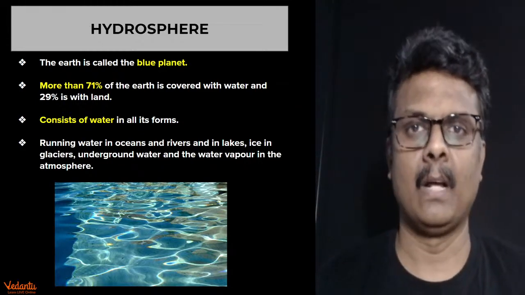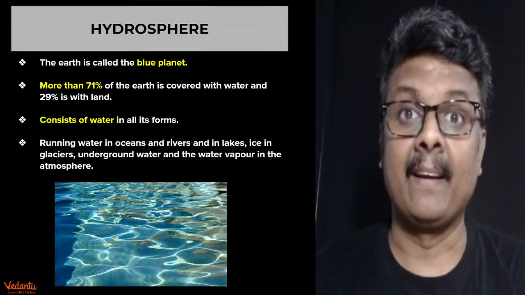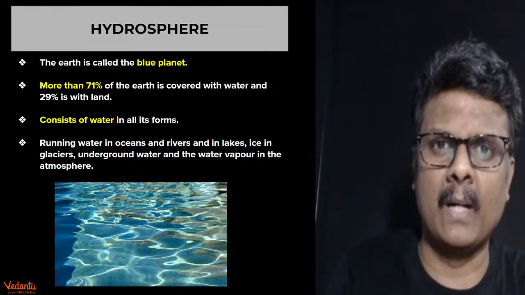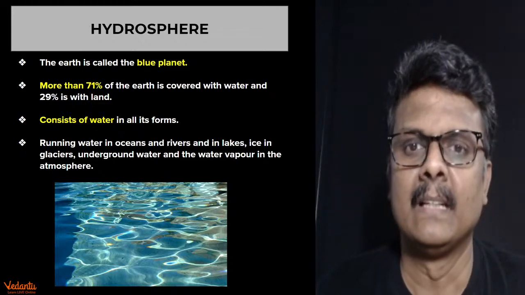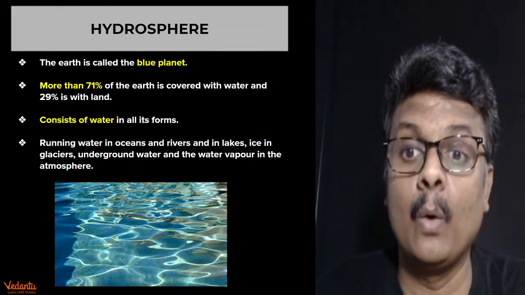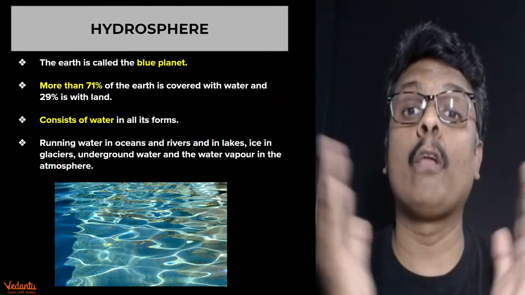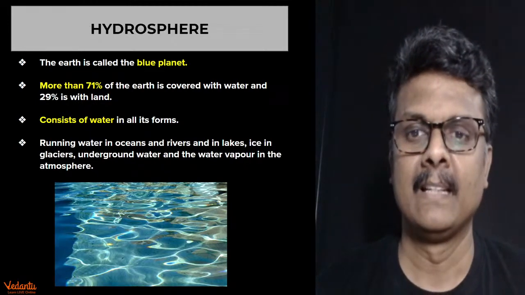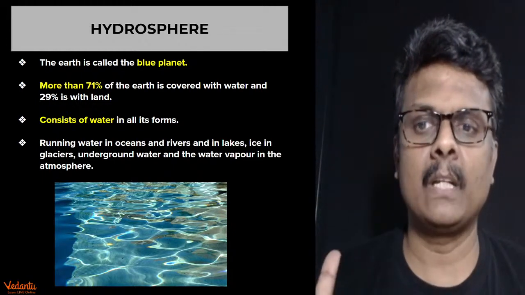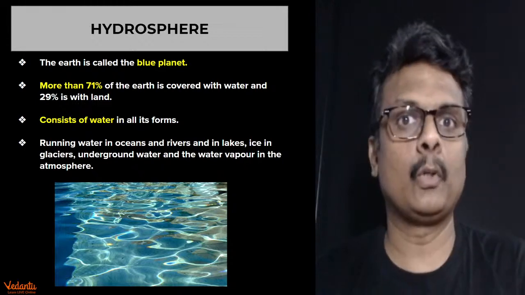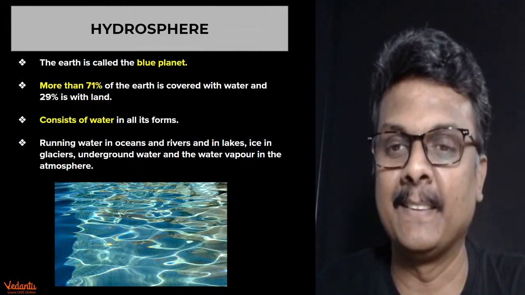It consists of water in all its forms. Running water is there in oceans, rivers and lakes. Ice is there in glaciers, because water is present in different forms. Ice is present in underground water, and water vapor in the atmosphere. So we have running water, fresh water, and water vapor. Put together, we call it the hydrosphere. Correct?